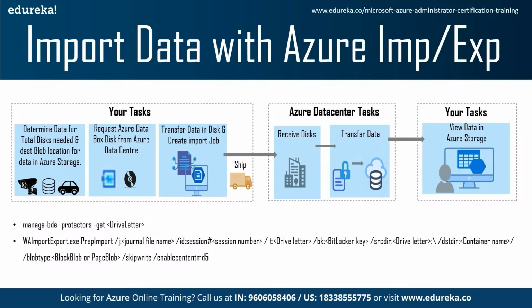Then use a supported carrier like DHL or FedEx to ship the drives to the Azure data center. The carrier provides a tracking number. You add this tracking number to the import job. Then you have to check the job status from the Azure data center.